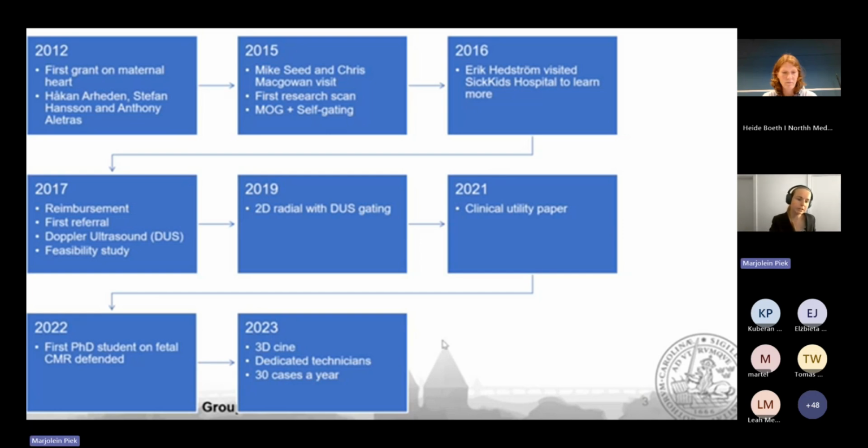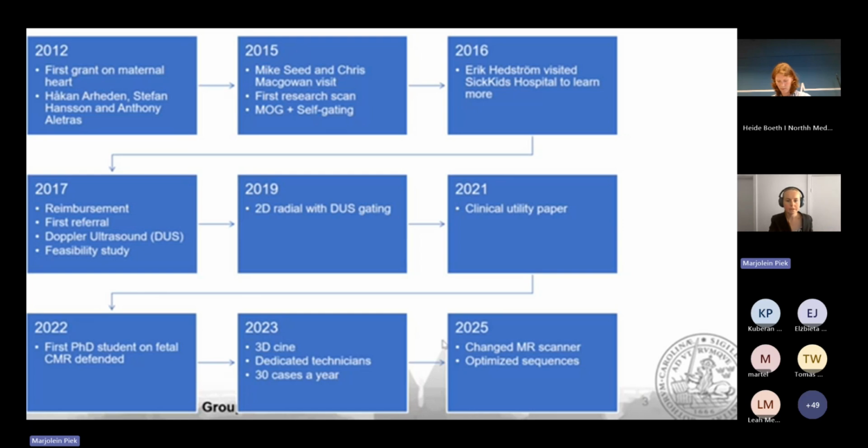We appointed technicians dedicated to fetal CMR. We actually had them choose themselves that they wanted to dedicate themselves to fetal CMR. So we have two very enthusiastic technicians now, Lotte and Johanna, and we scan about 30 clinical cases a year now. And then this year, in the beginning, we changed the MR scanner. We started on a very old model 1.5 Tesla Siemens, and now we have a modern version of that. And we also optimized our sequences to gain image quality.